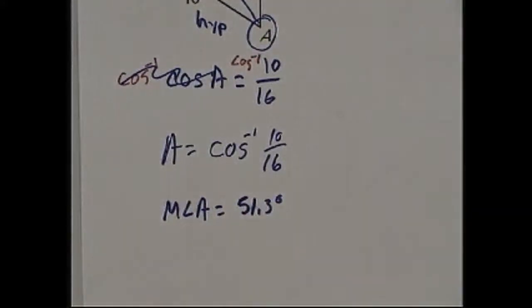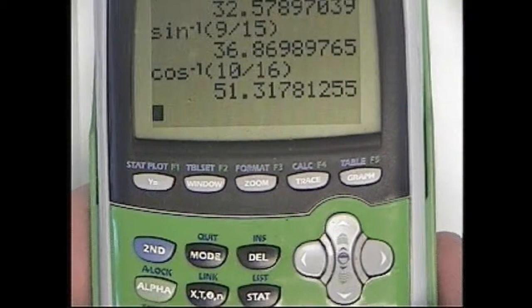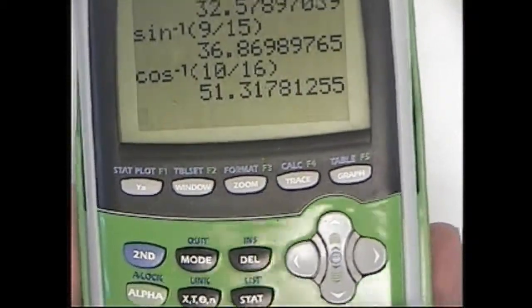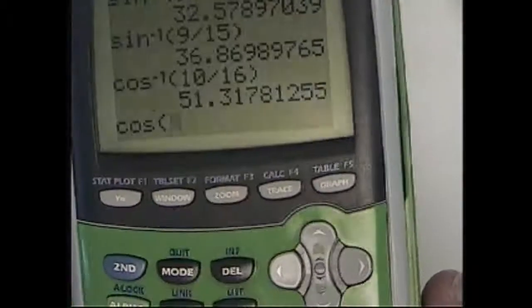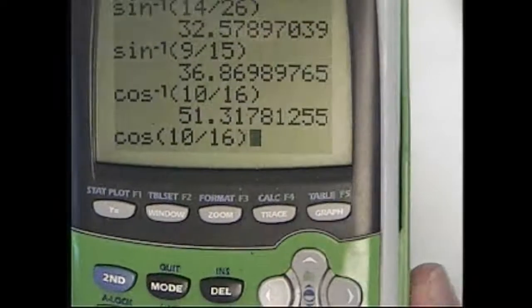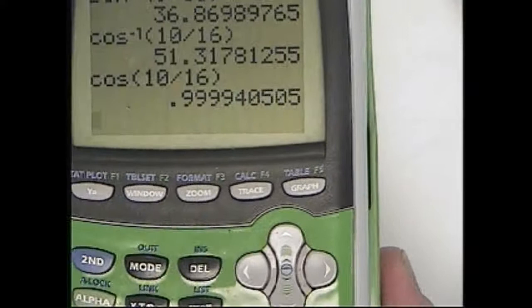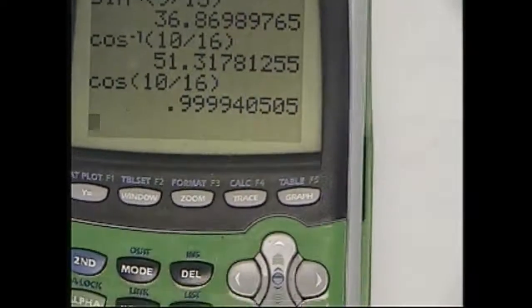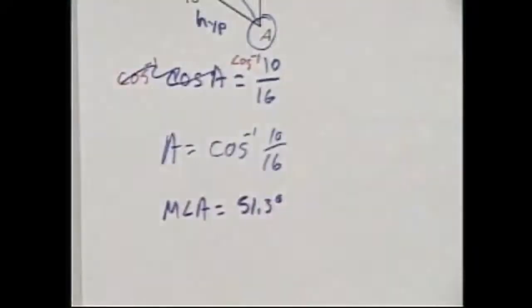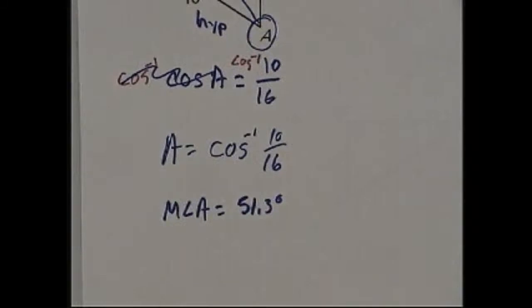Make sure that you practice entering this on your calculator to make sure that you are getting the correct values. If you do make a mistake and maybe don't hit that second button, here's your first answer. Cosine inverse, you can see, is 51.3. If you accidentally just do cosine of 10 over 16, 0.999, that doesn't really make sense for an angle measure. So if you're thinking about your answer, you can avoid some of the common calculator mistakes.